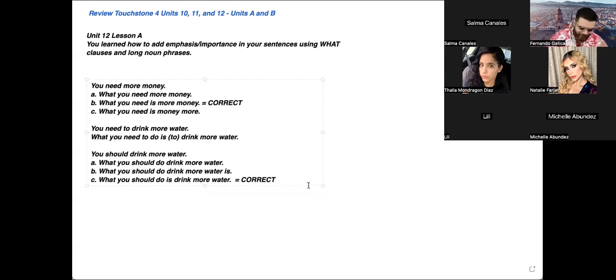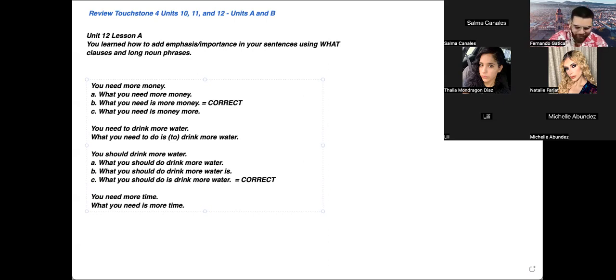And one more. This one I want you to change with the what clause. Guys, how can I make this sentence sound more important? What you need is more time. Lo que necesitas es más tiempo.